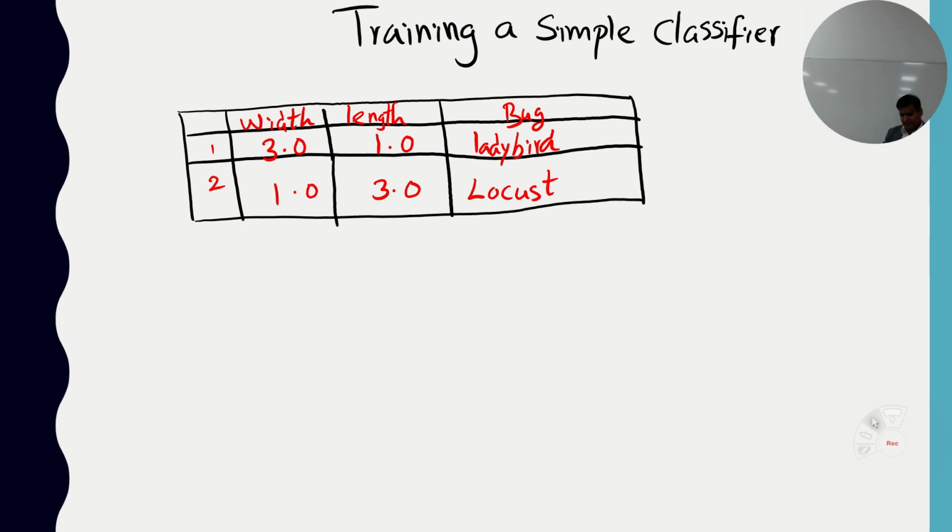So in this example, if a bug has width as 3.0 and length as 1.0, we are supposed to have this be a ladybird. And if it is longer, like length is 3.0 and it is thinner with width as 1.0, then you are going to call that a locust. So this is a simple example here, which we know are true values.